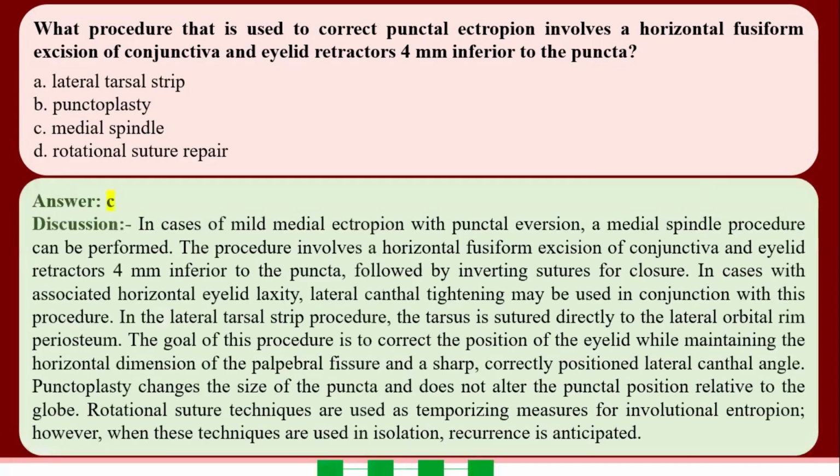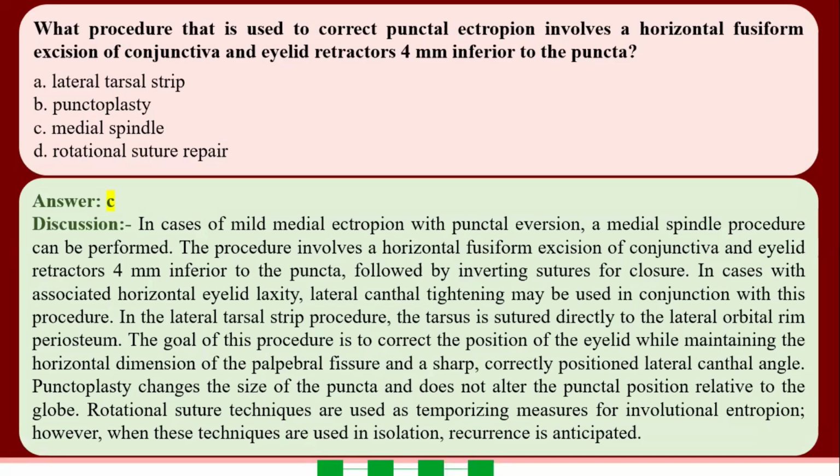In cases of mild medial ectropion with punctal eversion, a medial spindle procedure can be performed. The procedure involves a horizontal fusiform excision of conjunctiva and eyelid retractors 4 mm inferior to the puncta, followed by inverting sutures for closure. In cases with associated horizontal eyelid laxity, lateral canthal tightening may be used in conjunction with this procedure. In the lateral tarsal strip procedure, the tarsus is sutured directly to the lateral orbital rim periosteum.